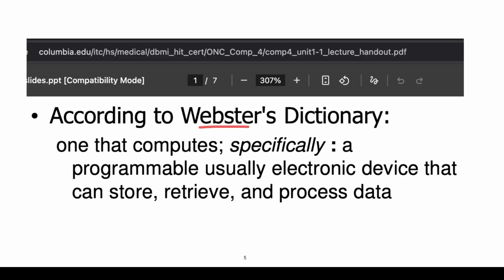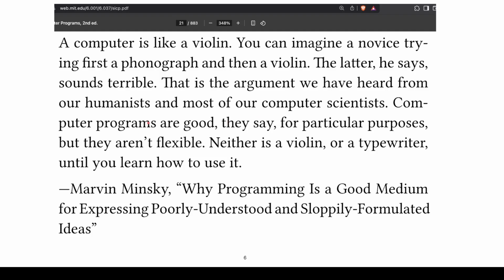Next, according to Webster's dictionary, anything that can perform computation is a computer, right? So why are we using this word programmable? Because today's electronic computing devices, we can program them to store, retrieve and process data. So whatever operations it will do, it will perform these operations based on the program. And a program is nothing but a sequence of instructions which perform some sort of operations on the input data, right?